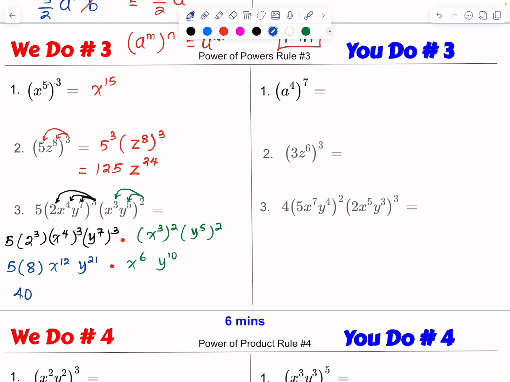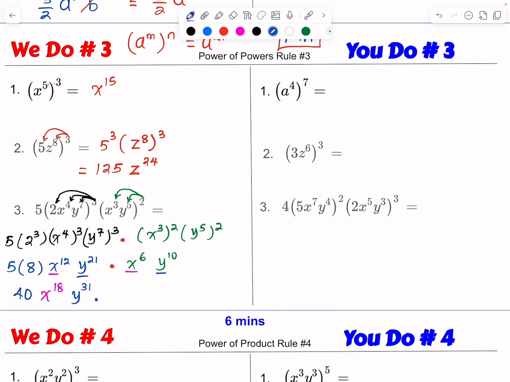I notice that I have x right here, I have x right there, they're multiplying each other. So I should add the exponent, right? That will be 12 plus 6, 18. And then I have my y, they're multiplying each other, so I should also add the exponent. If I add the exponent, this one should give me 31. And that will be the answer to this question.